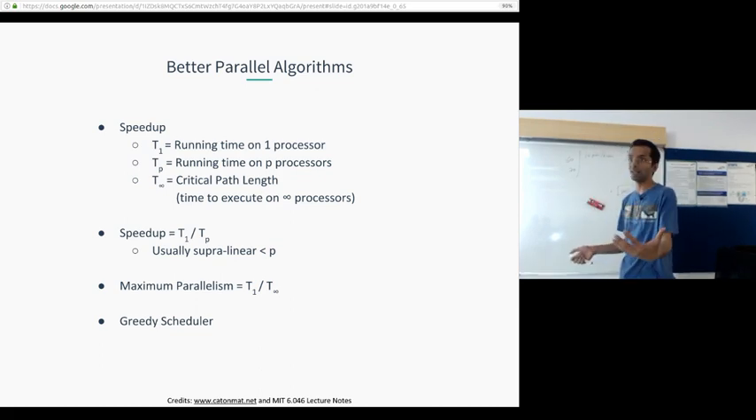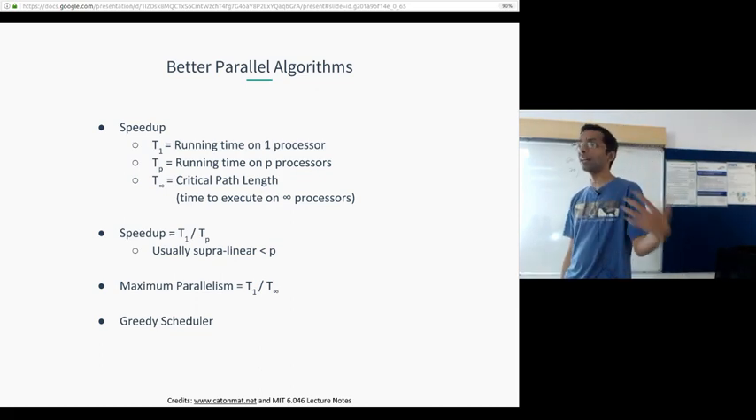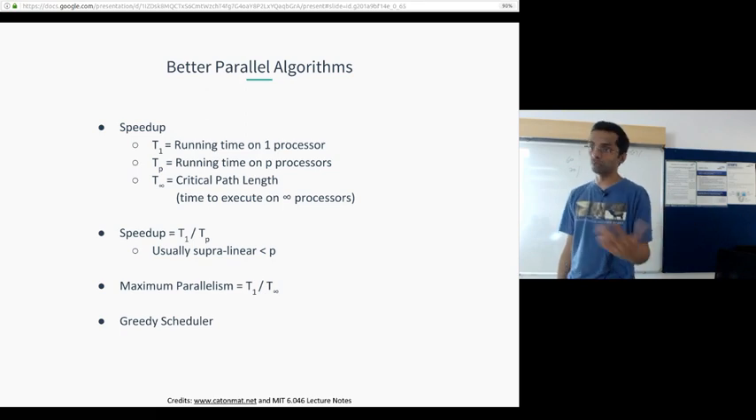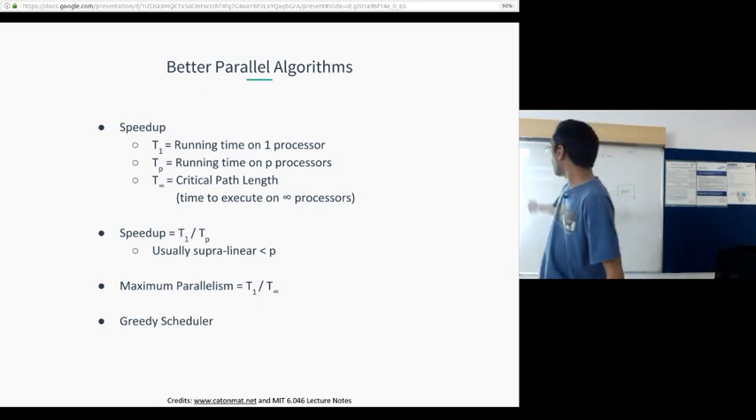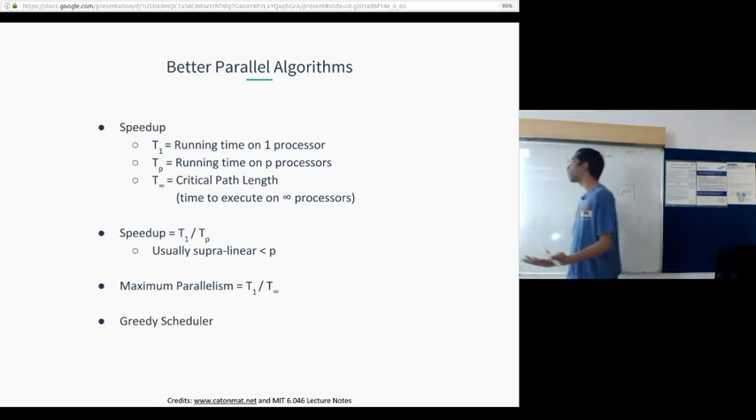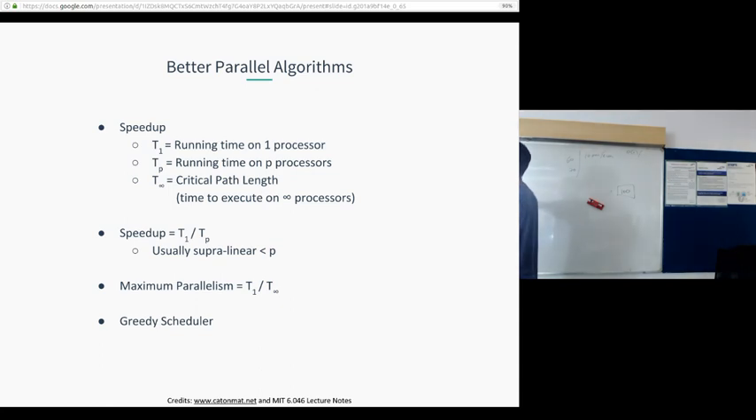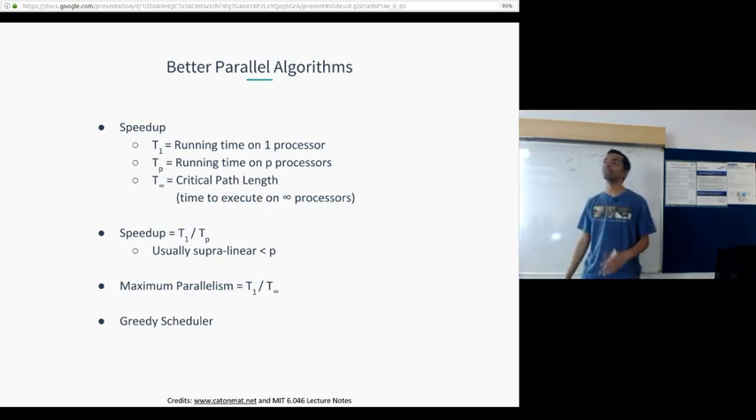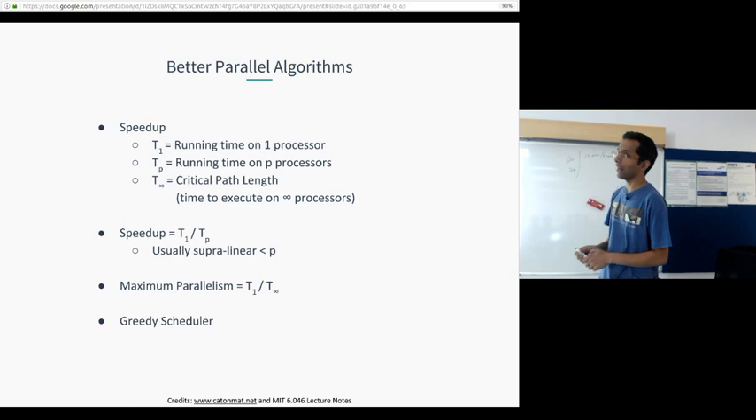So it depends really on what is called the critical path length of the algorithm. So we have the running time on one processor, T1, and Tp is the running time on p processors, and T infinity is the critical path length. Does anyone know what critical path length is, or do you want to give a guess of what critical path length is?